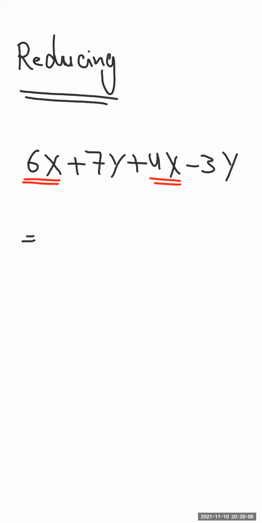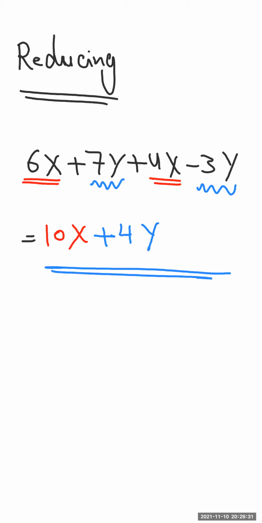So now we have to add the like terms. Okay, so x and x, and also y and y. So this means 10x and 4y. 6x plus 4x means 10x. Then there are two remaining terms, 7y and the negative 3y. So 7 minus 3, it will be 4y. That's it. So this will be the final result.